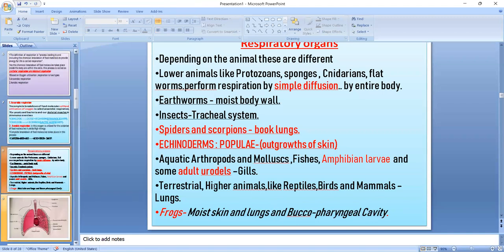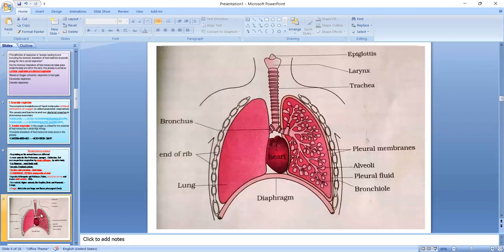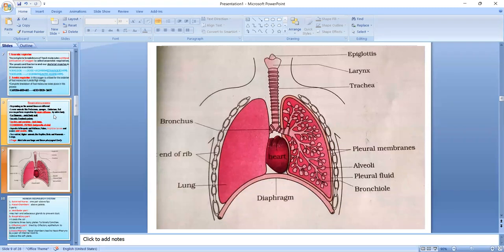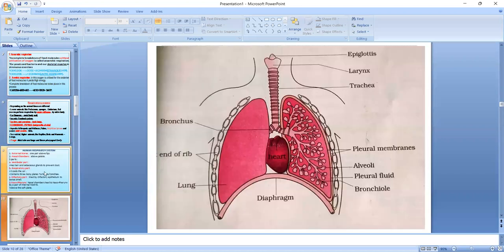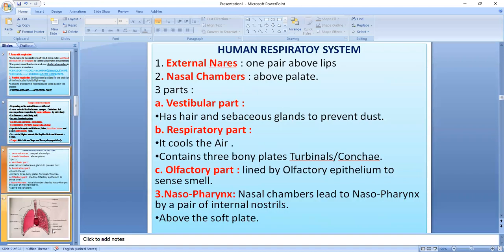Okay, so cellular respiration is common for all organisms, right from unicellular organisms to highly developed mammals. So then, this is the respiratory system diagram, the human respiratory system. We just have to have a general idea of what the parts of the respiratory system are. Some important points we should also remember.